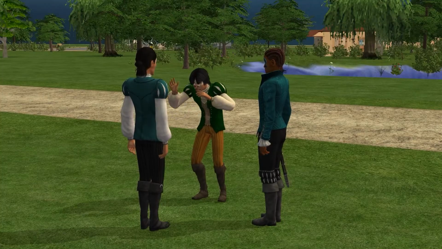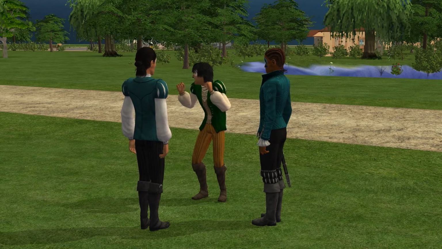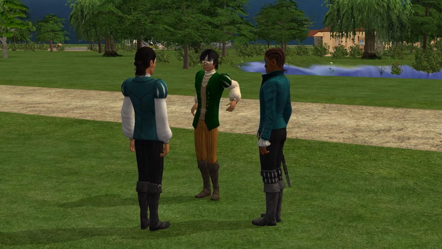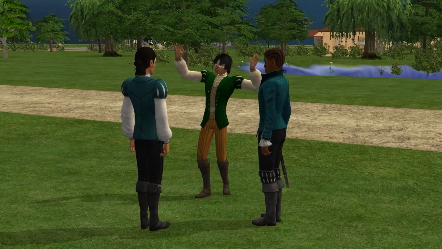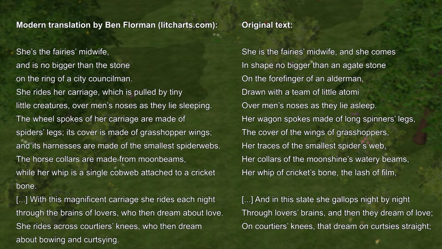The tirade he has right before the party at the Capulets when he talks about Queen Mab is the best example of that. His description of Queen Mab goes like this. She's the fairy's midwife and is no bigger than the stone on the ring of a city councilman. She rides her carriage, which is pulled by tiny little creatures, over men's noses as they lie sleeping. The wheel spokes of her carriage are made of spider's legs, its cover is made of grasshopper wings, and its harnesses are made of the smallest spider webs. The horse collars are made from moonbeams, while her whip is a single cobweb attached to a cricket bone.